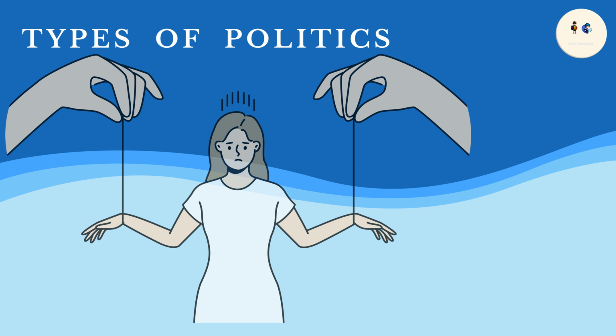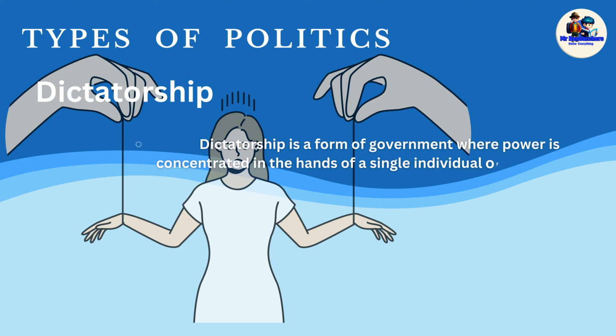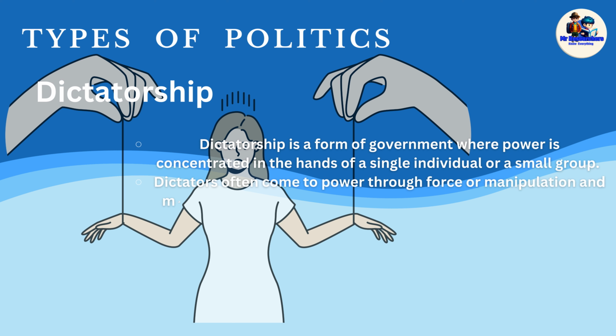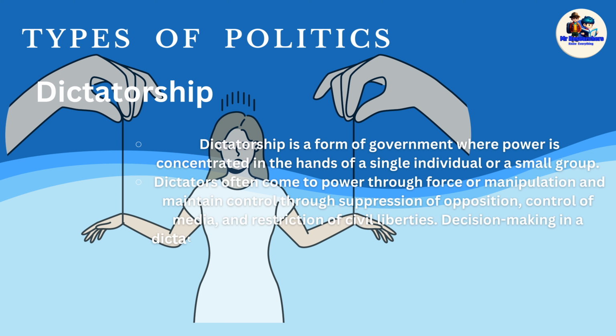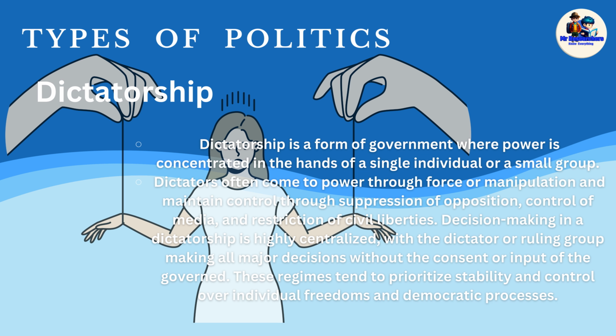3. Dictatorship. Dictatorship is a form of government where power is concentrated in the hands of a single individual or a small group. Dictators often come to power through force or manipulation and maintain control through suppression of opposition, control of media, and restriction of civil liberties. Decision-making in a dictatorship is highly centralized, with the dictator or ruling group making all major decisions without the consent or input of the governed. These regimes tend to prioritize stability and control over individual freedoms and democratic processes.